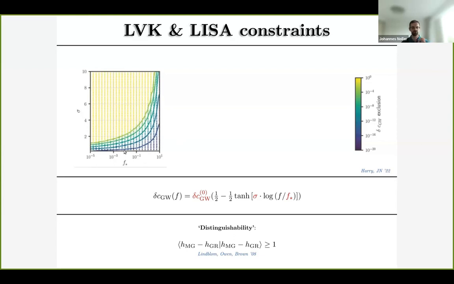And so something that I want to stress is that for transitions that are not particularly steep, so where sigma is a small number, so somewhere down here, for example, you can constrain already just with LVK observations, you can constrain these transitions and deviations of the speed of gravitational waves from the speed of light deep, deep, deep, all the way into the LISA band already. Okay, let me move on.